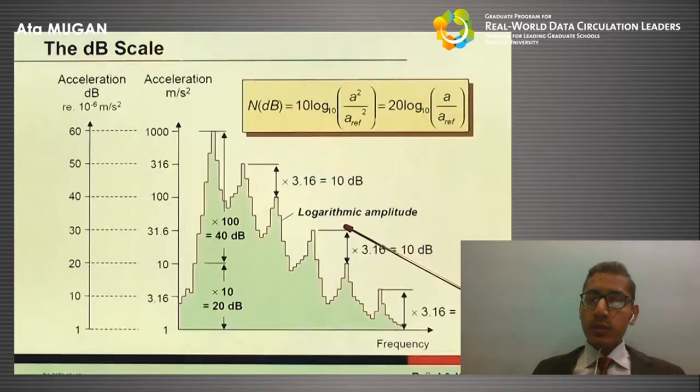Now we move on to the decibel scale. Here we are shown a logarithmic amplitude figure of the decibel scale, how it varies from the acceleration in meter per second to the acceleration in decibels, and how the conversions happen.